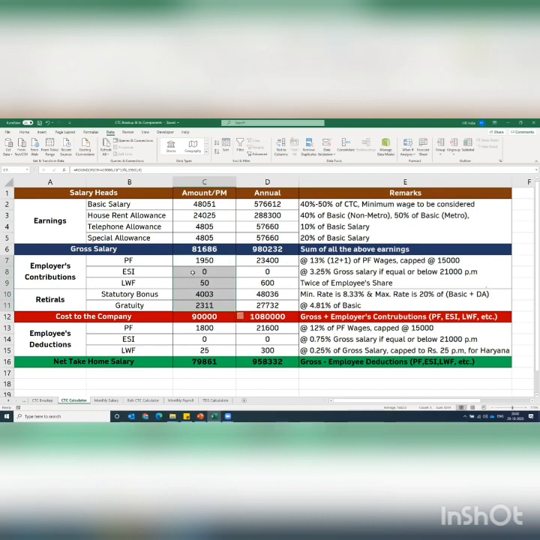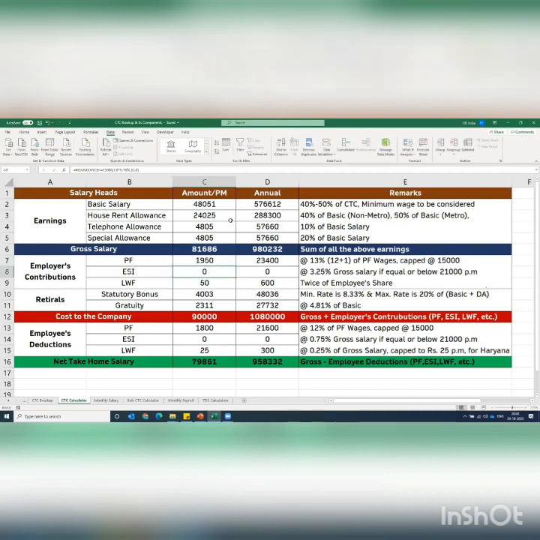If you notice here, for ESI, if the employee's gross salary is more than rupees 21,000, it means the person is not eligible for ESI. Hence, it is automatically 0. Right? So it will calculate all those things depending upon the formula that you are specifying.